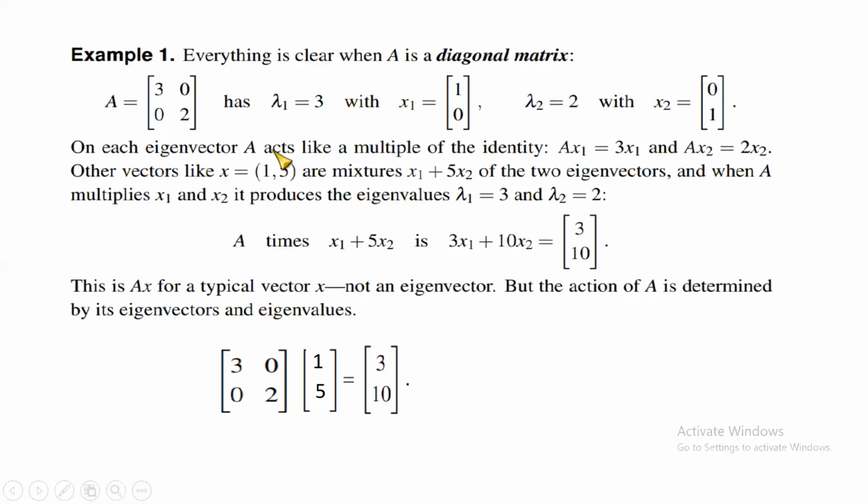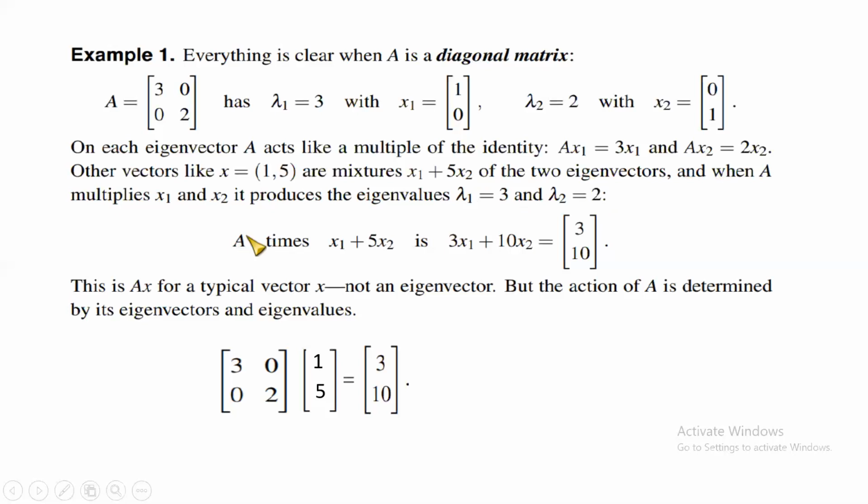On each of the eigenvectors A acts like a multiple of the identity. That is, you can just write Ax1 is equal to λ1x1, where λ1 is 3, and Ax2 is equal to λ2x2, where λ2 is equal to 2. Other vectors, if we have x equal to [1 5], are combinations x1 plus 5x2 of the two eigenvectors, then A multiplies x1 and x2 and produces the eigenvalues λ1 equal to 3 and λ2 equal to 2.